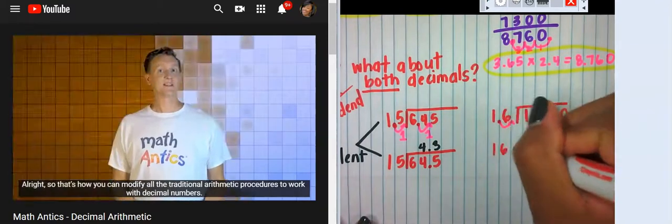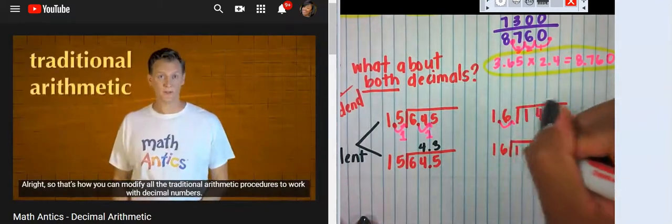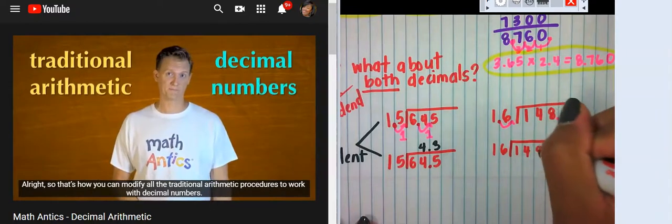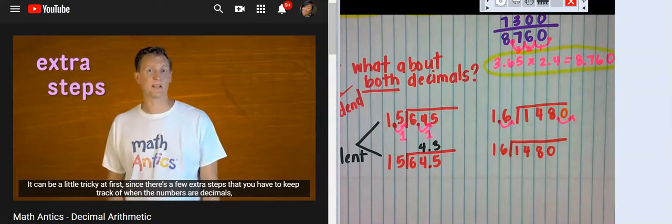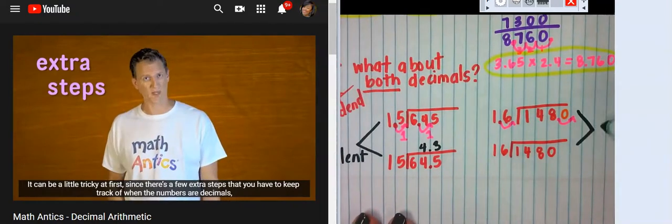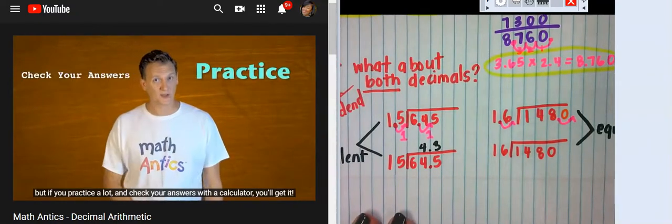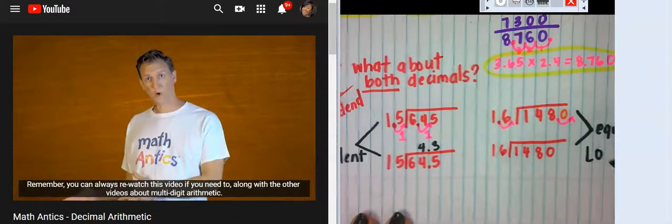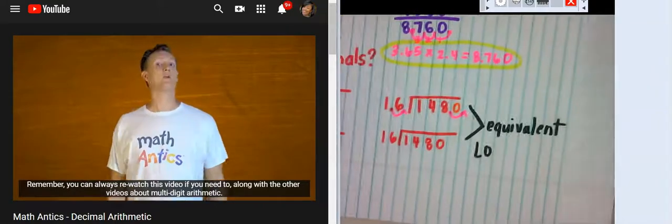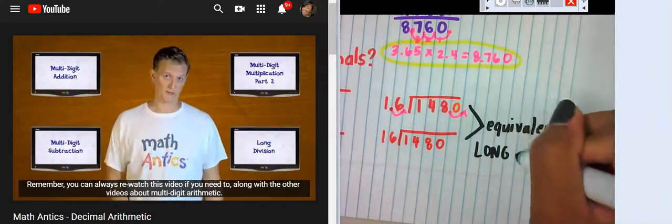All right, so that's how you can modify all the traditional arithmetic procedures to work with decimal numbers. It can be a little tricky at first, since there's a few extra steps that you have to keep track of when the numbers are decimals. But if you practice a lot and check your answers with a calculator, you'll get it. Remember, you can always re-watch this video if you need to, along with the other videos about multi-digit arithmetic.